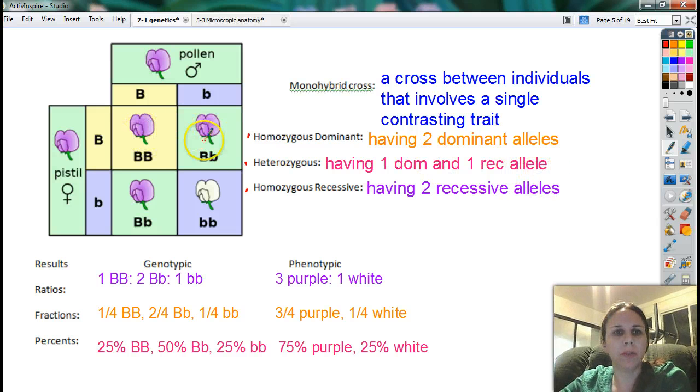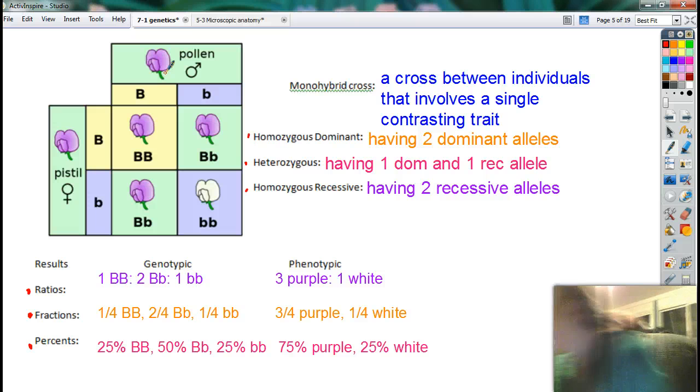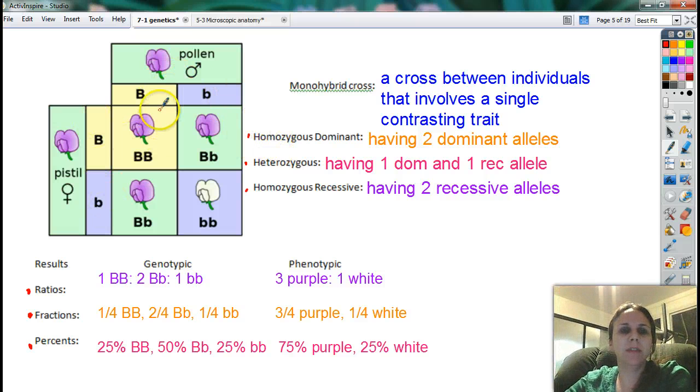The outcomes, what we fill in the boxes, can be represented a few different ways. We can represent it with ratios, with fractions, or with percents. The ratios just use the 4 boxes. So in this particular case, crossing two heterozygous individuals, we end up with one box being big, big, two boxes being big, small, and one box being small, small. So I would say it's a 1 to 2 to 1 ratio. Now for the phenotype, what do we see? Well, the big, big and the big, small both make purple flowers. So therefore, 3 of the boxes are purple and 1 box is white. So there's a 3 to 1 ratio.